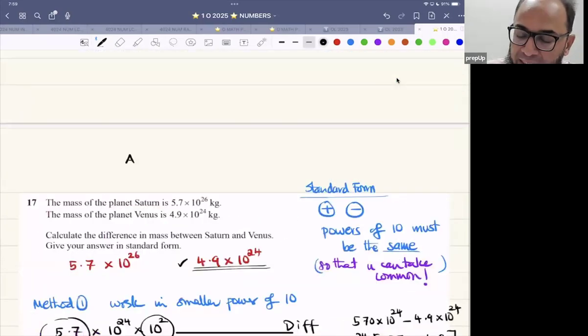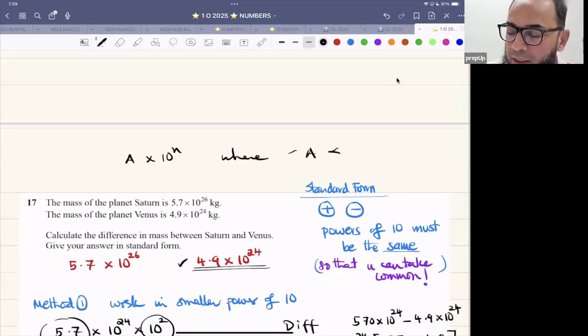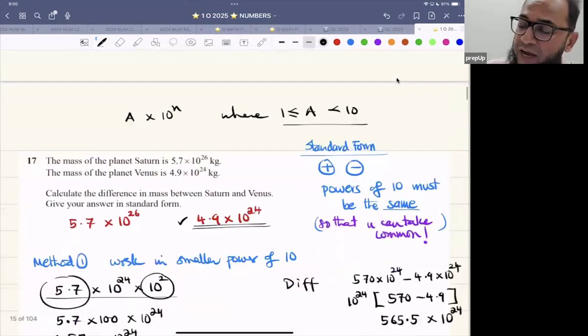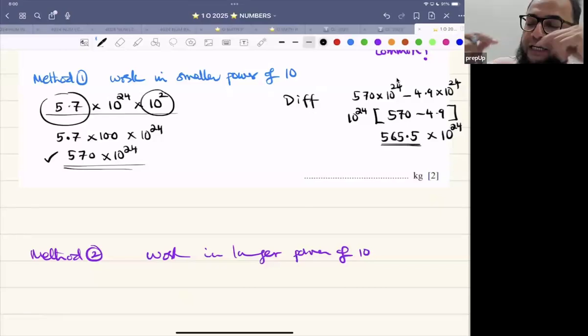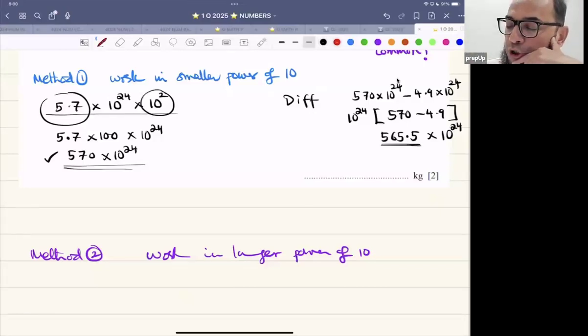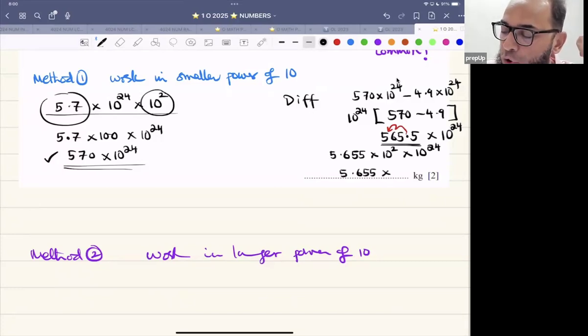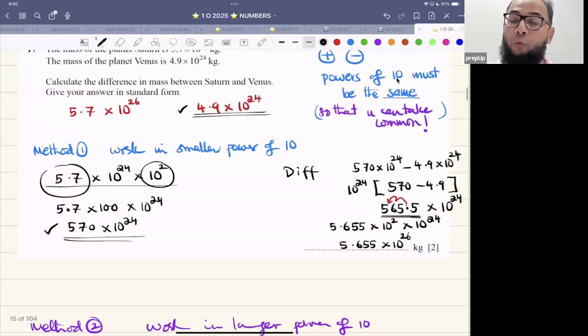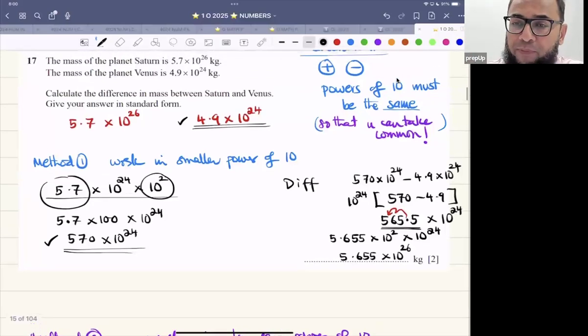But we know that in the standard form, a times 10 to the power n, a lies between 1 and lesser than 10, right? Am I correct? So if I am correct, this one won't work. I need to change it. I need to shift the decimal 1 unit, 2 units this way. So I'll write this as 5.651 into 10 to the power 2 into 10 to the power 24, which is 5.651 into 10 to the power 26. I want you to pay attention to this particular question.